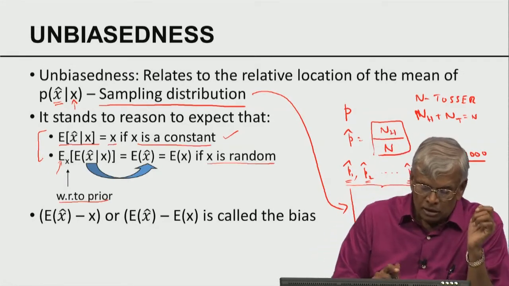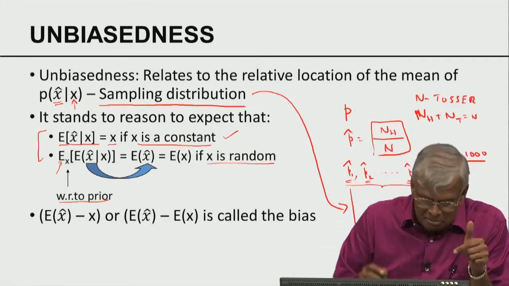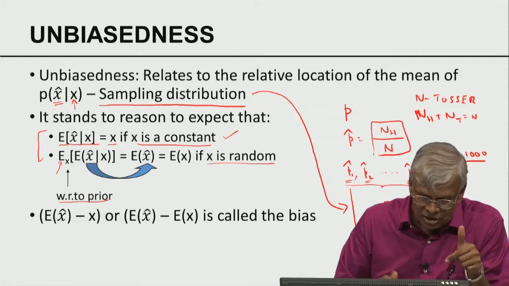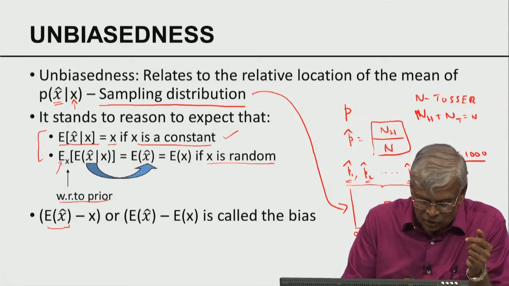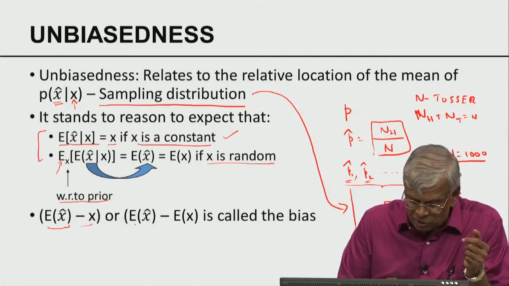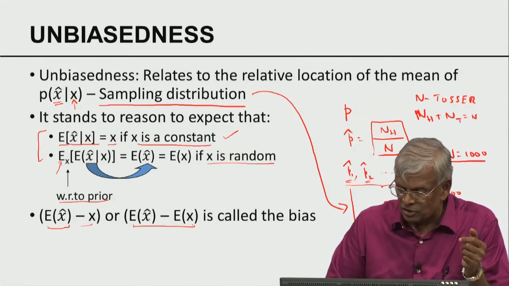If an estimate is not unbiased, there is a bias. The difference between the expected value of X hat and E of X is called the bias.